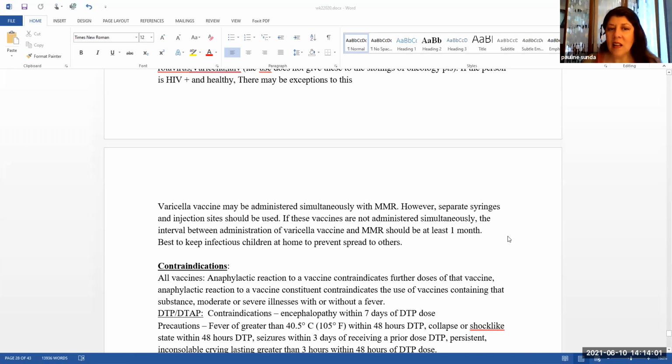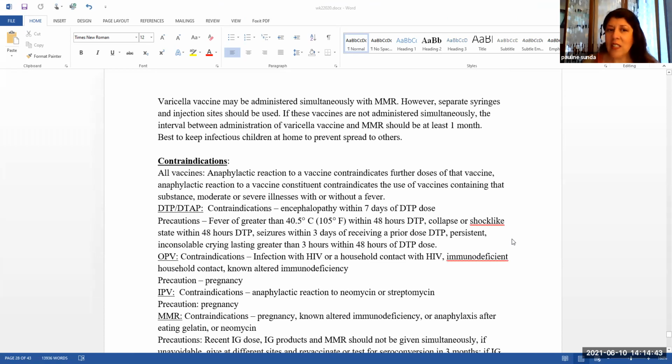Know that varicella vaccine may be administered simultaneously with the measles, mumps, and rubella, but they need to be in different syringes and different injection sites. If they are not administered simultaneously, then when you give one of the vaccines, so let's say you give the varicella first, then you need to wait a month at least until you give the MMR. It's always best to keep children that are ill, especially if they're infectious, at home. We don't want them spreading whatever is wrong with them to other people.